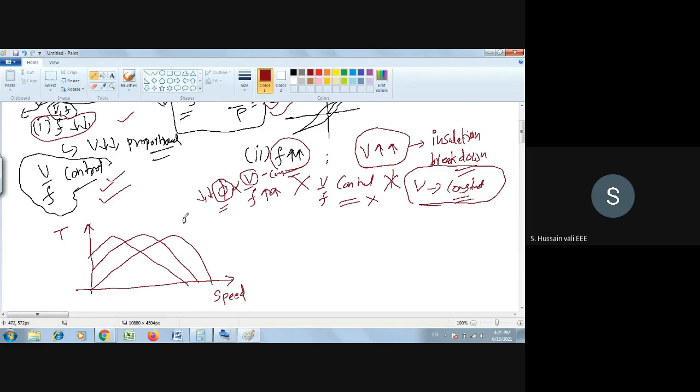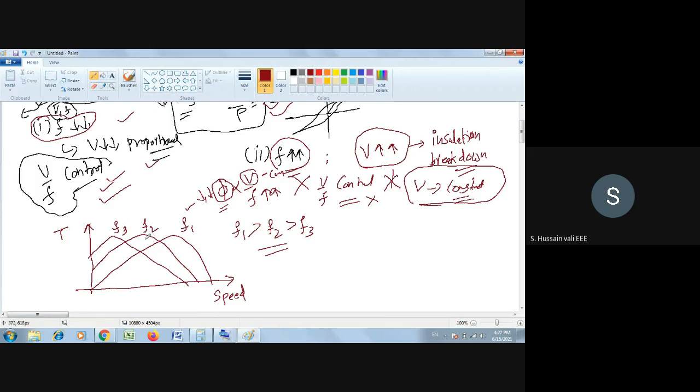So this is F1, F2, F3. Here F1 is greater than F2, which is greater than F3. Now assume that you have a graph here. F1 graph is there. Now you decrease the frequency. So which case? First case. You are decreasing the frequency.